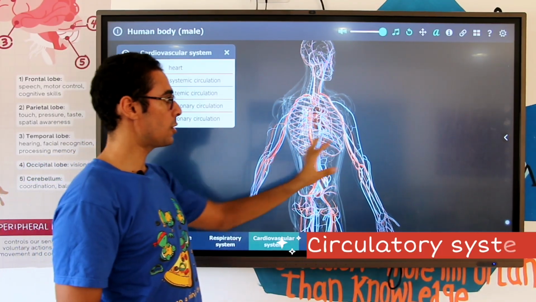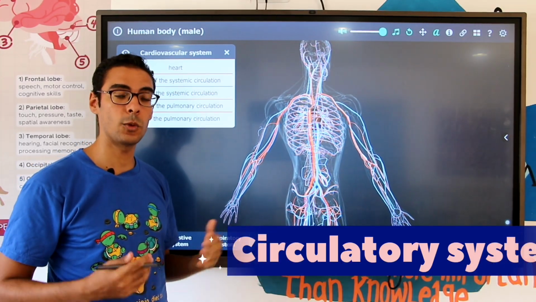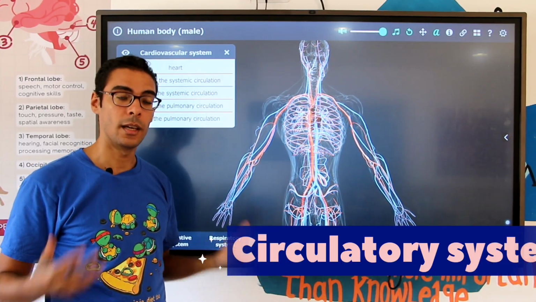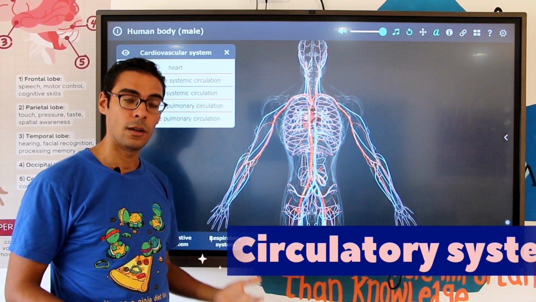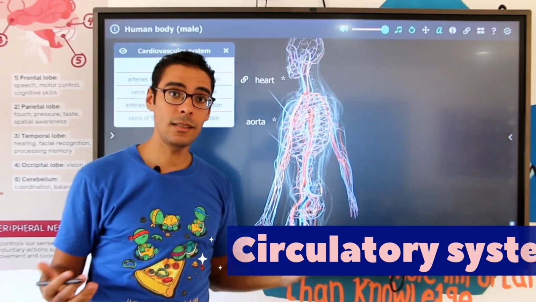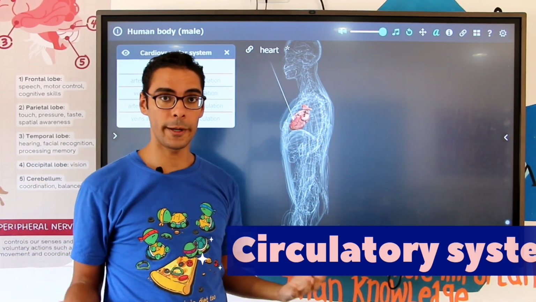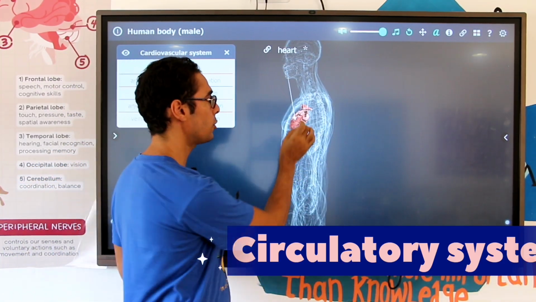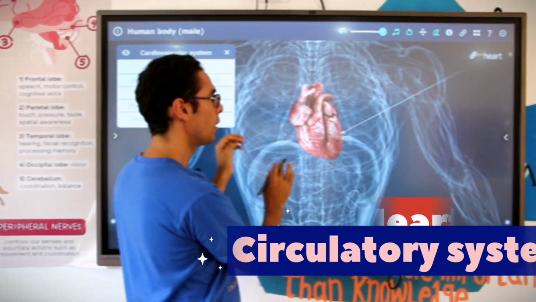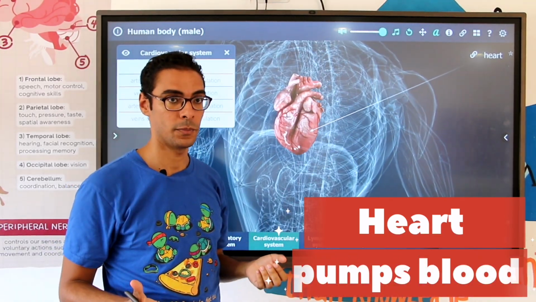So the system which is found in front of you, known as the cardiovascular system or the circulatory system, makes the same function of the transport system in plants, but this is in human. As you see here, the circulatory system is made up of many parts. Let's start with the main part, which is going to be our heart. This is our heart, which is responsible for pumping the blood.